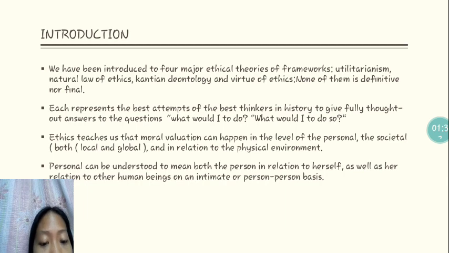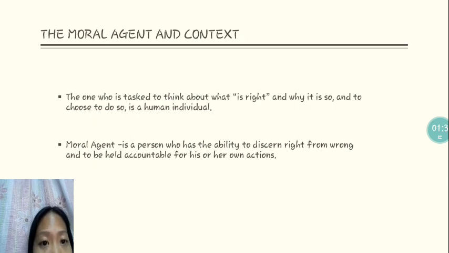For our lesson proper, let us first define what is a moral agent. The moral agent in this context, the one who is tasked to think what is right and why it is so and to choose to do so, is a human individual. A moral agent is a person who has the ability to discern right from wrong and to be held accountable for his or her own actions. So a moral agent is the one who must think about the choices on what she ought to do. A moral agent is the one that can understand right from wrong, and as a result, can also make moral decisions.